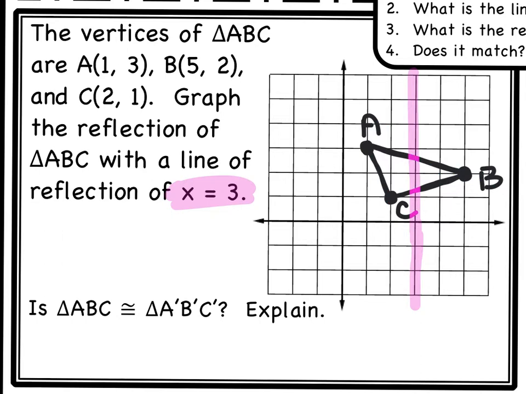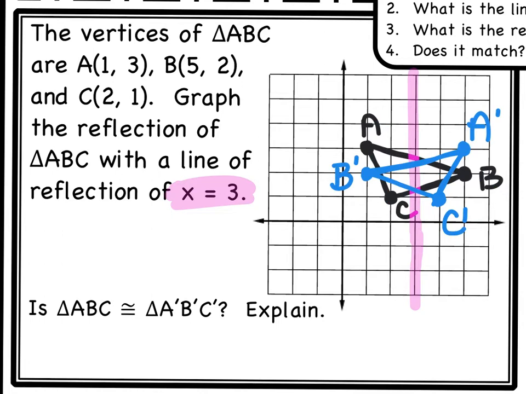So let's take a look at what happens. Starting with point A, I noticed that point A is 2 units to the left, so I'm going to go 2 units to the right, and there is A prime. B is 2 units to the right, so I'm going to go 2 units to the left, there is B prime. And then C is 1 unit to the left, so I'm going to go 1 unit to the right, and there is C prime. I'm going to connect those points together. And then I have my resulting image.